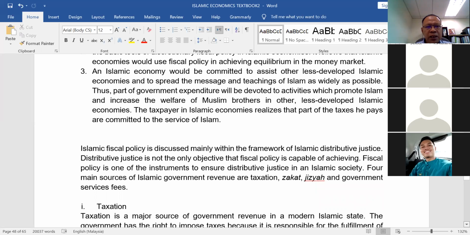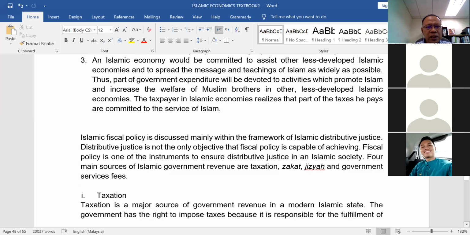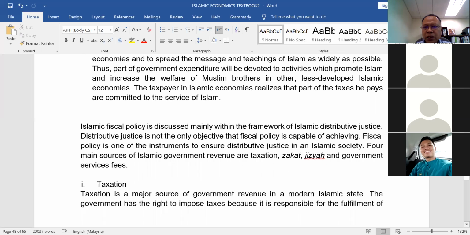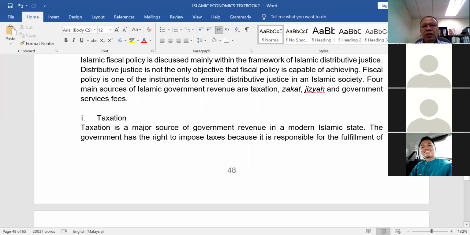Islamic fiscal policy is discussed mainly within the framework of Islamic distributive justice. Distributive justice is not the only objective that fiscal policy is capable of achieving. Fiscal policy is one of the instruments to ensure distributive justice in an Islamic society.